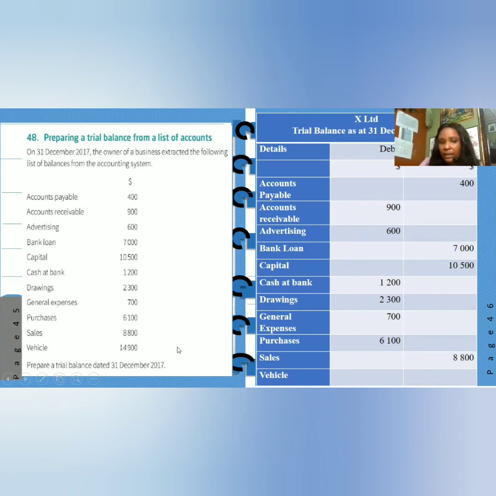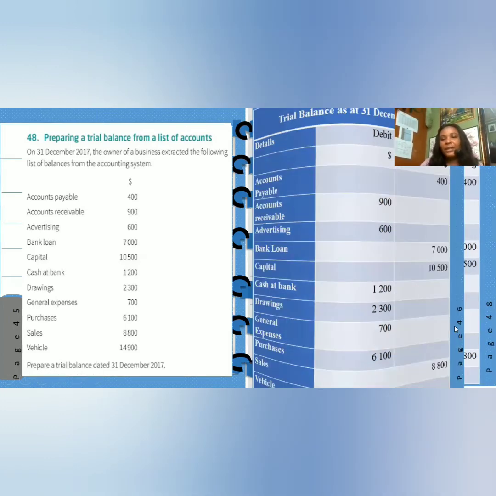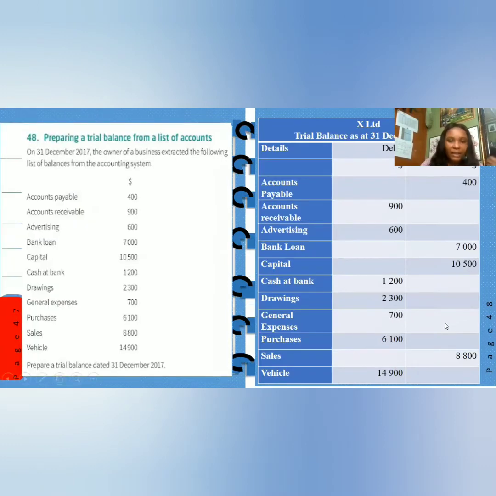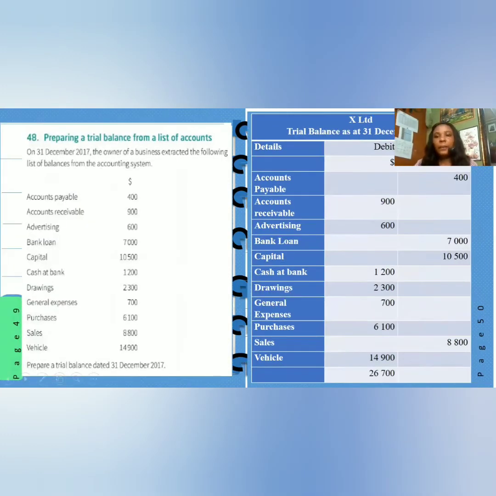Purchases carry debit balances as well, $6,100, debit side. Sales, $8,800. Oh, credit side. The vehicle, $14,900. So when you finish now, you'll have to know the total of both sides of the account. So you're going to add up 900 plus 600 plus 1,200 plus 2,300 plus 700 plus 6,100 plus 14,900. You end up with 26,700.